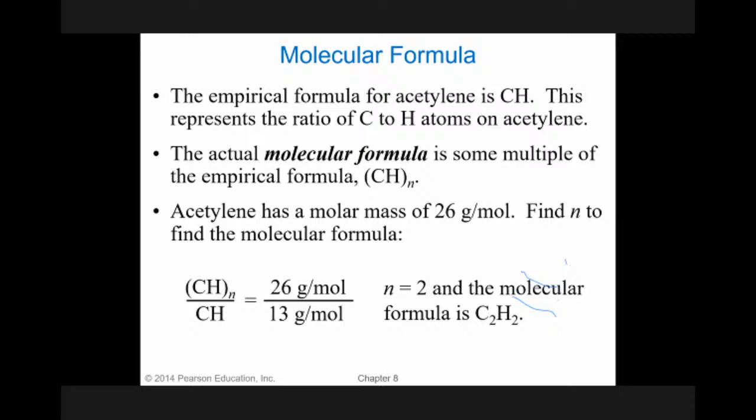So many things can have the same empirical formula, but the molecular formula makes a difference. The molecular formula would decide what you're dealing with. This represents the ratio of C to H atoms in acetylene. So the actual molecular formula is some multiple of the empirical formula. So we say n, some multiple: the quantity CH multiplied by n.